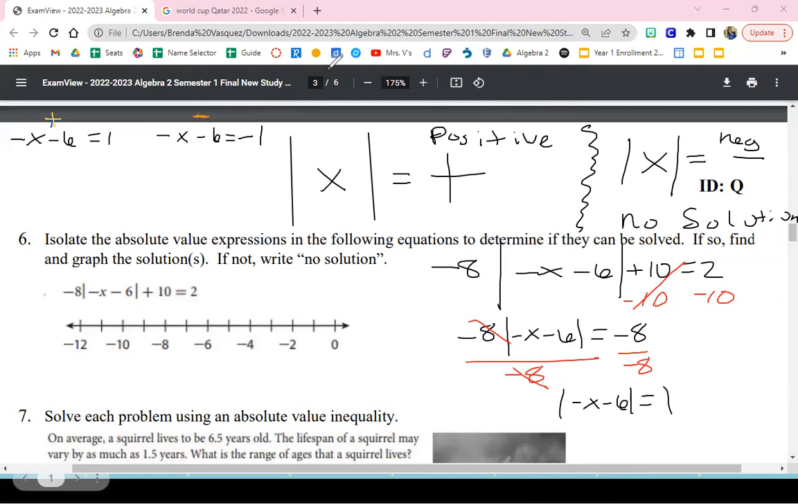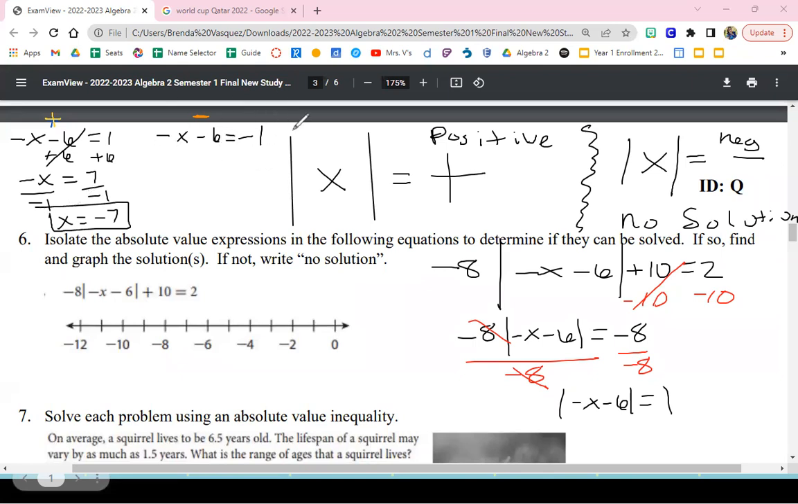All right, so let's go ahead and solve my first equation here. How do I solve for x? Add 6. And then I have -x equals 7. Then divide by -1. We have x equals -7. That's my first solution for x.